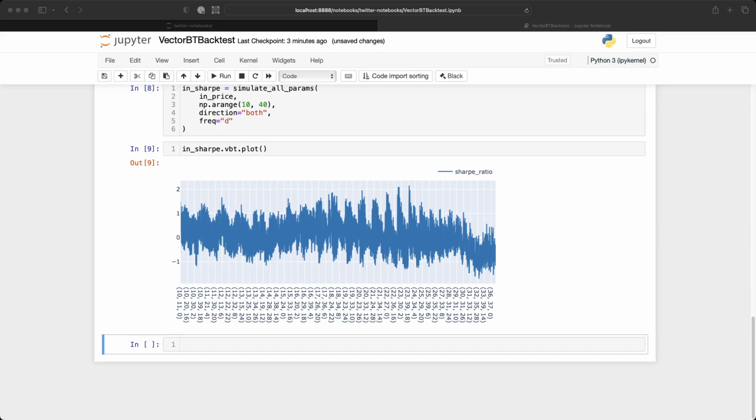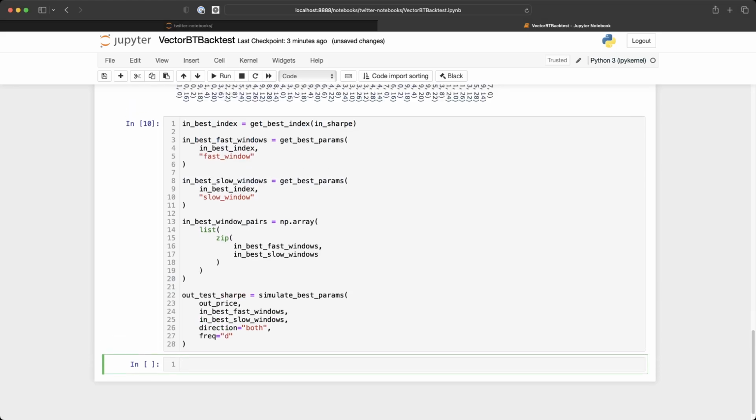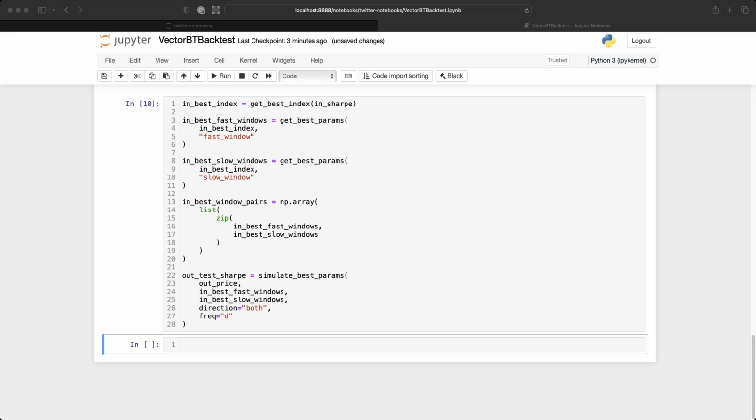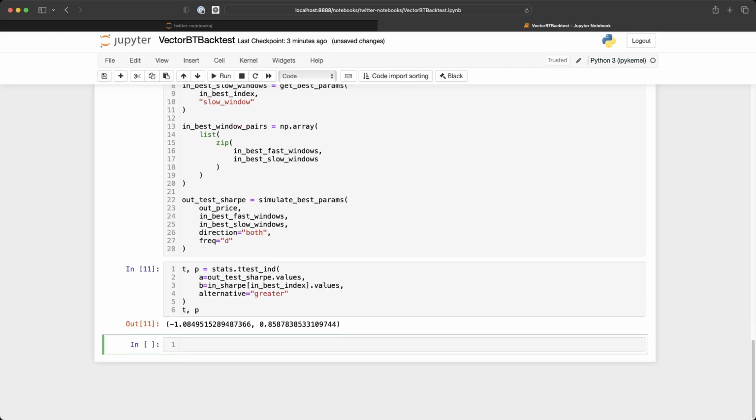Well, let's find out. When we run our walk forward optimization, we can find that we've got an in-sample Sharpe ratio and an out-of-sample Sharpe ratio. What we can do using SciPy is to run a statistical analysis. And what you're seeing here is a one-sided t-test where we are testing whether the population mean of the out-of-sample Sharpe ratios is actually greater than the population mean of the in-sample ratios. And we can see a p-value here of 0.858.